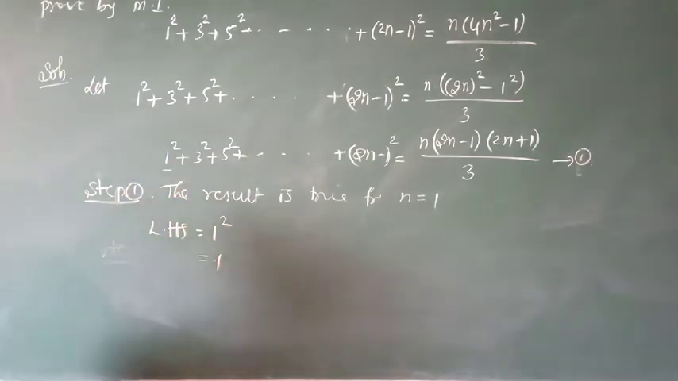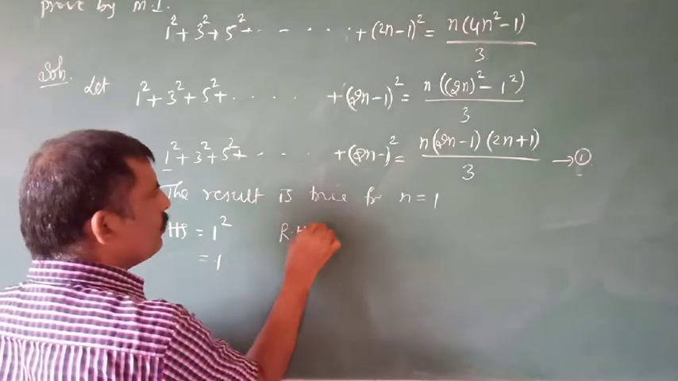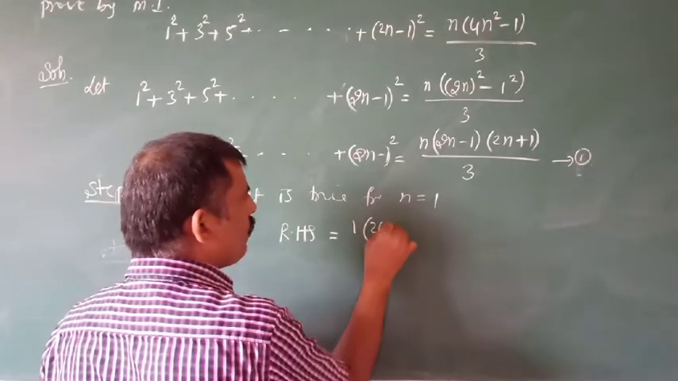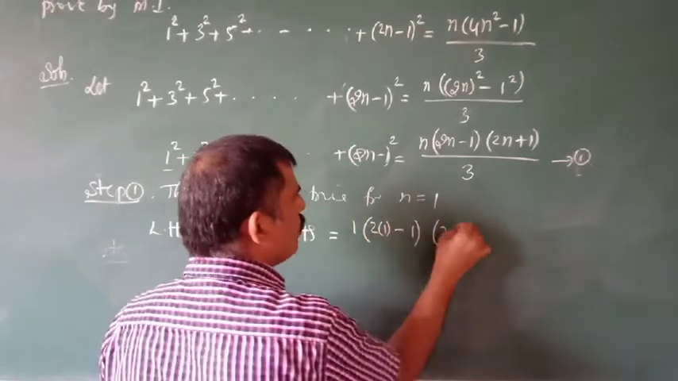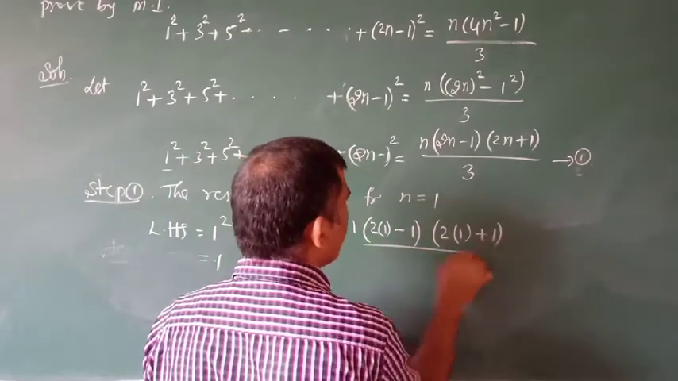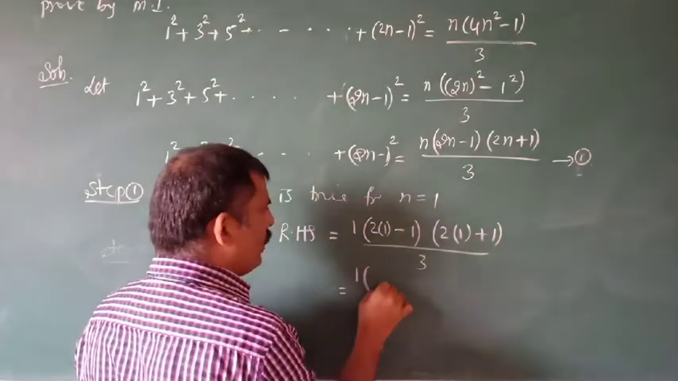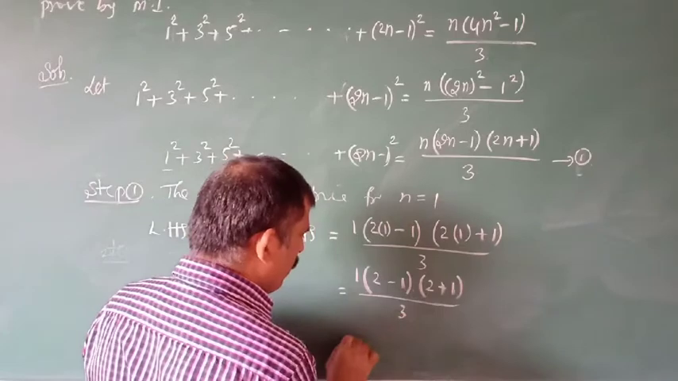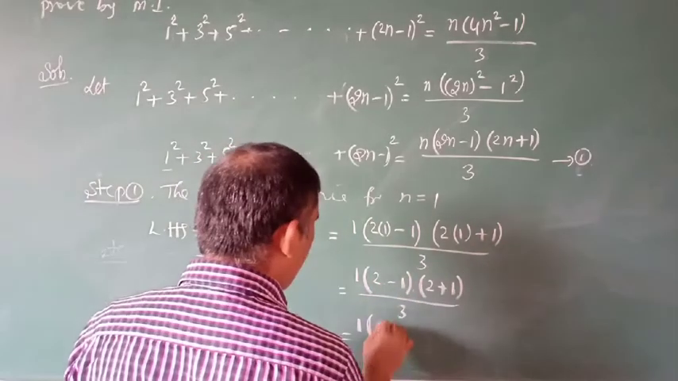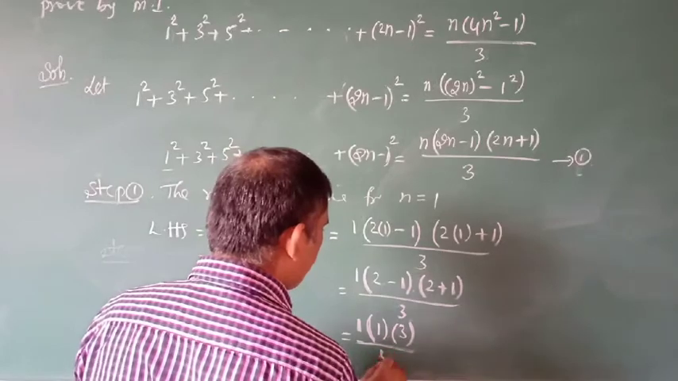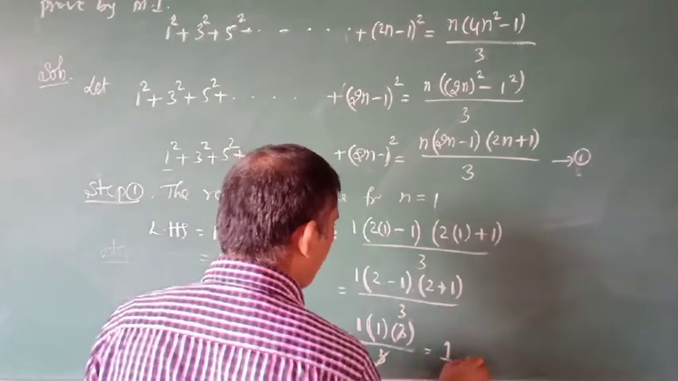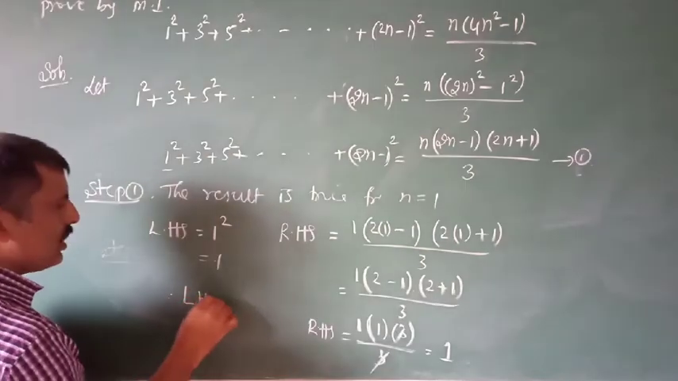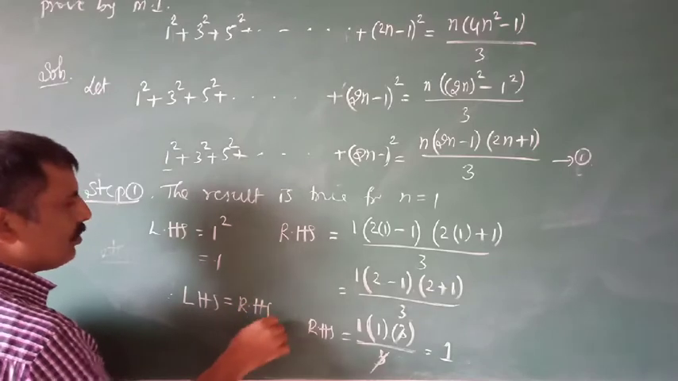1 square is equal to 1. RHS is 1 into 2 into 1 is 2 minus 1, so 2 into 1 plus 1 divided by 3, equal to 1 into 2 minus 1. So 2 plus 1 divided by 3, equal to 1 into 2 into 1 is 1, is 3 divided by 3. 3 gets cancelled, equal to 1, which is the RHS. Therefore, LHS is equal to RHS.